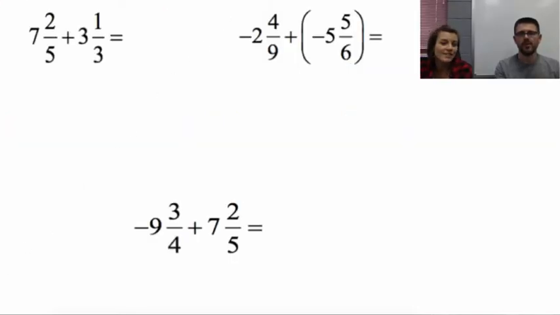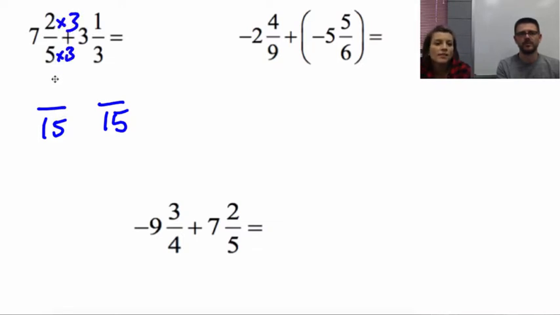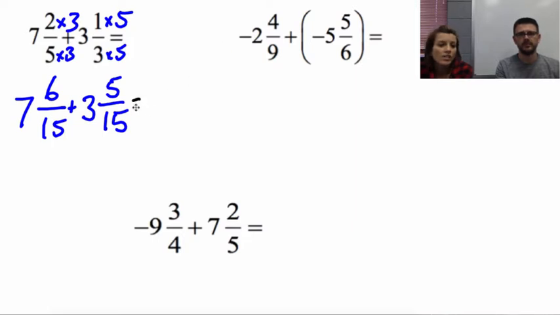I'll take the 2 positives again. Common denominator is 15. 5 times 3 is going to give us 15, so 2 times 3 is going to give us 6. He's going to bring down the 7 because it's along for the ride. 3 times 5 is 15, so 1 times 5 is 5, and then he'll bring down the 3. So fraction plus fraction gives us 11/15. Whole number plus whole number is going to give us 10.